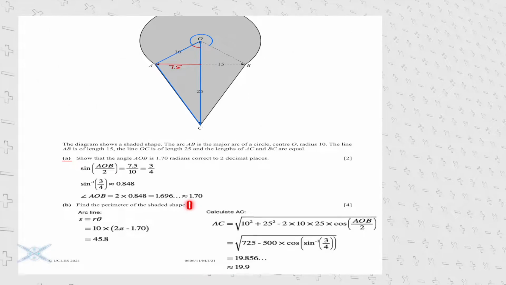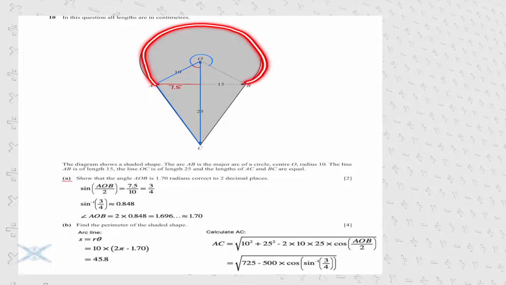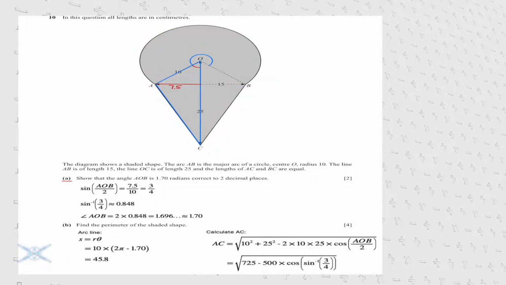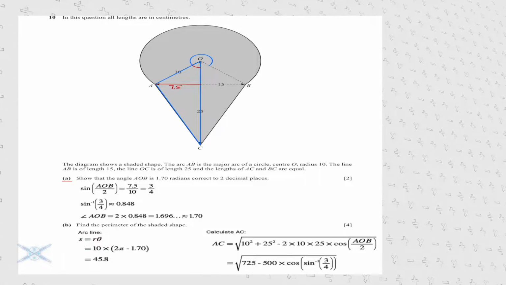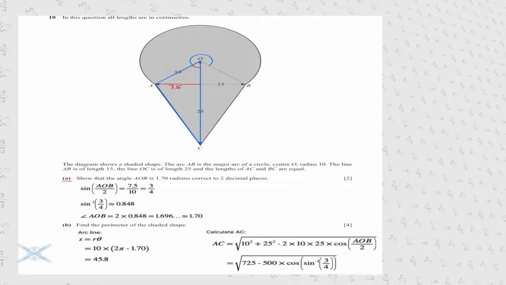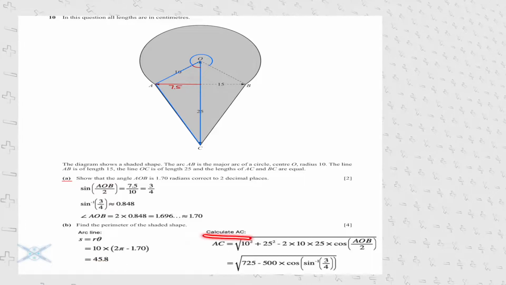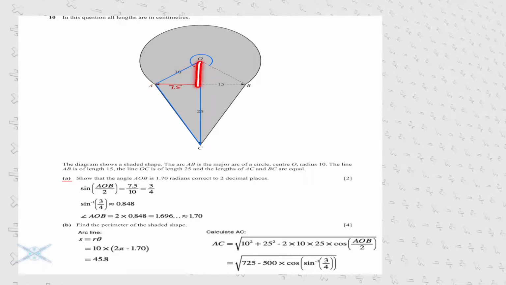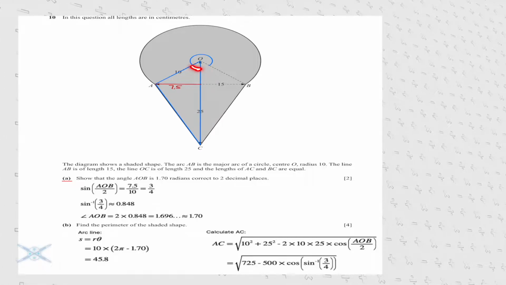In part B of this exercise, we are supposed to find the perimeter of the shaded shape, which consists of the arc line as well as BC and AC, whereby AC and BC have the same length. To calculate the size of the arc line, we will work with the following formula, whereby we plug in the values for the radius and theta, which are 10 and 1.70 respectively, providing us with the result that the arc line is 45.8 centimeters. To determine AC, we will be working with the triangle OAC, whereby OA is 10 centimeters and OC 25 centimeters, and both of those sides enclose the angle of half of AOB, which in terms of radians we have already determined.